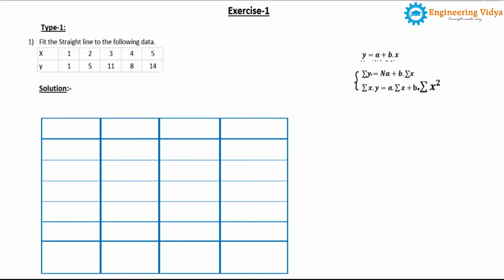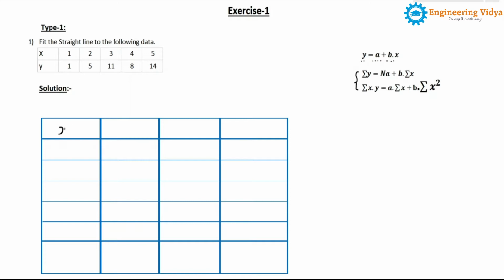Since these two equations contain some intermediate parameters, we should know the values of summation of x, summation of y, summation of x into y, and summation of x square. With the help of this table, we can evaluate all those intermediate parameters and substitute the values. After simplifying these two equations, we get the values of a and b, and we put them in this equation. I hope you understood the things, right? So here I am starting with the solving part now.